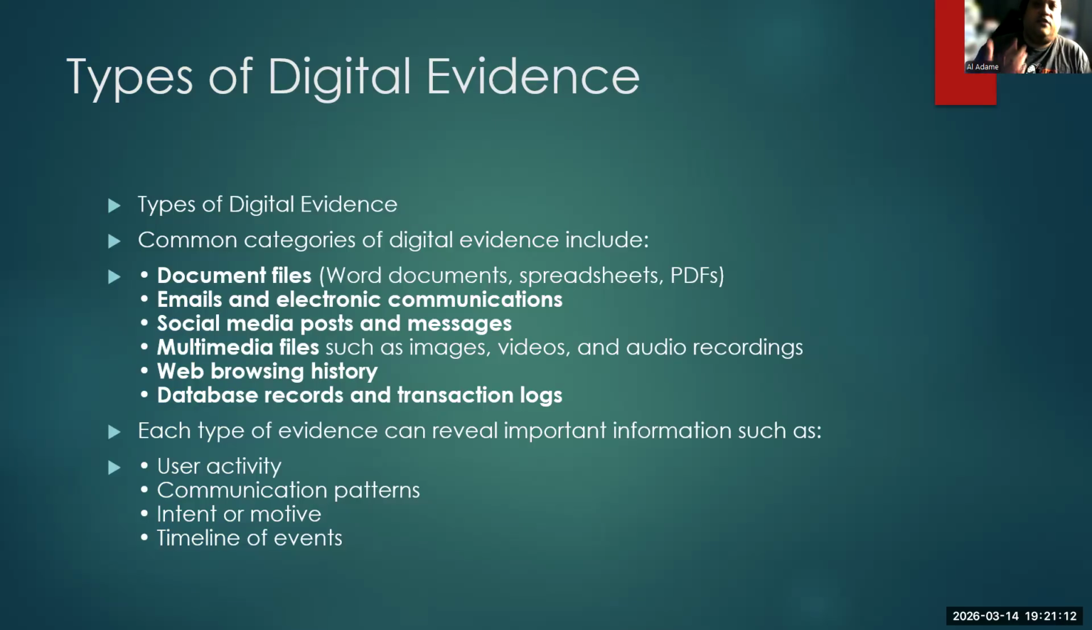Database records are pretty common to be searched now. Transaction logs, like let's say there's a fugitive, right? They're running from the U.S. government or whatever, and they're trying to flee the country. And they buy an airline ticket. Where would it be recorded? It's purchased with a credit card in the airline system, so that's a log in the database. When they board, things like that, that would be an electronic record as well. Just keep that in mind. Each type of evidence can reveal important information such as user activity, communication patterns, intent or motive, and timeline of events.